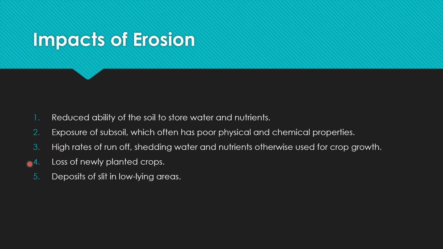The fourth point is loss of newly planted crops. If erosion occurs, there will be an impact on the newly planted crops, and the yield will be less. And there are deposits of silt in low lying areas. If water erosion occurs, the deposits will be carried and laid on the low lying areas, and there it will affect the crop and ultimately lead to crop loss. So there are many impacts of soil erosion.